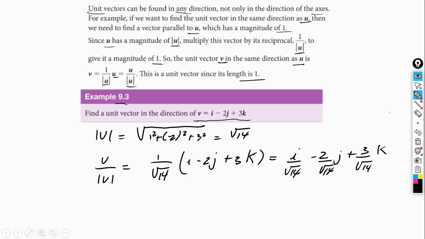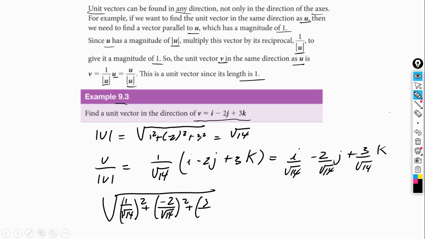Now we can verify that this is a unit vector by simply calculating the square root of (1 over square root of 14) squared plus (negative 2 over the square root of 14) squared plus (3 over the square root of 14) squared, and this is going to give us 1 over 14 plus 4 over 14 plus 9 over 14, and this is obviously going to be 1.